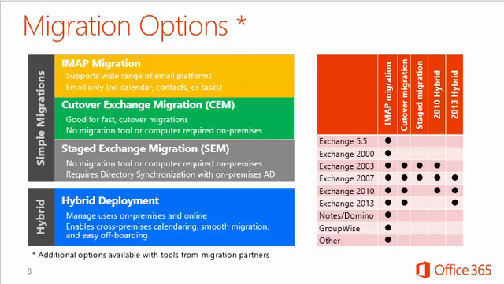Okay, in simple migration you can use IMAP migration to migrate your mail contents apart from your calendar, contacts and tasks. This is because IMAP is limited to mail migration only and does not migrate anything else other than the email content. We also can use cutover migration to directly provision our users on Office 365.